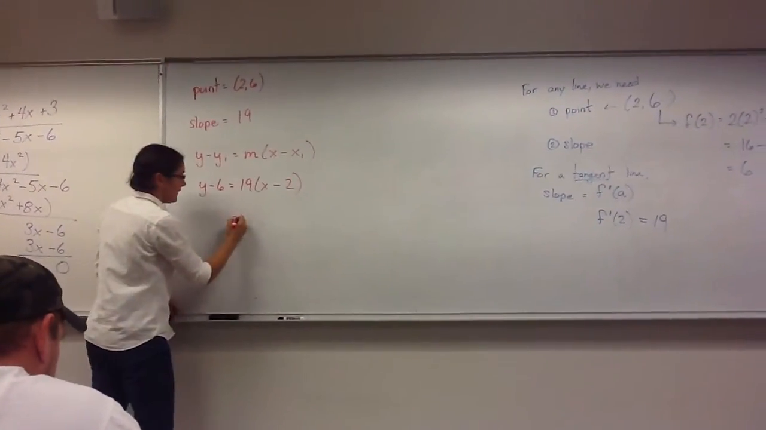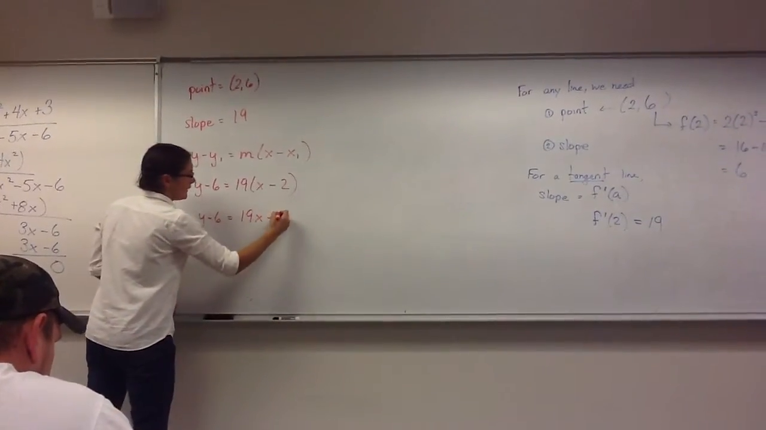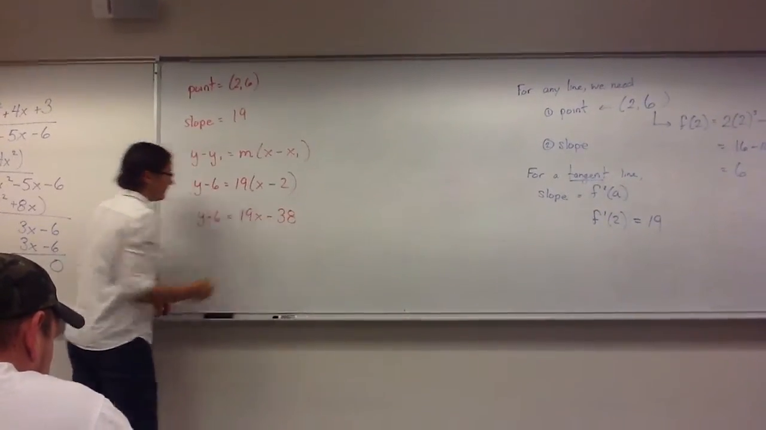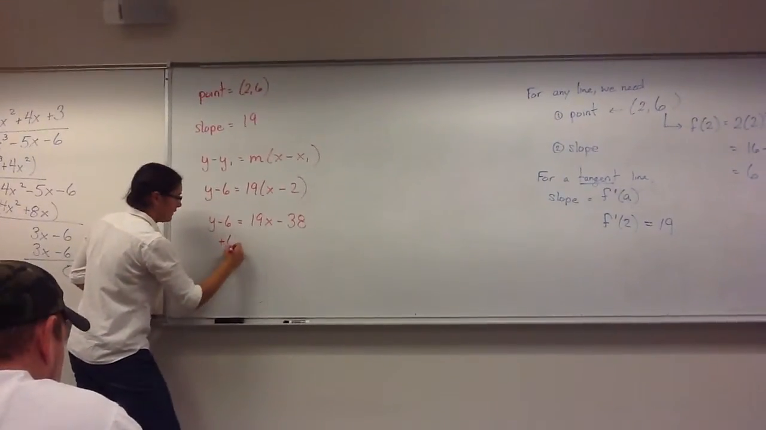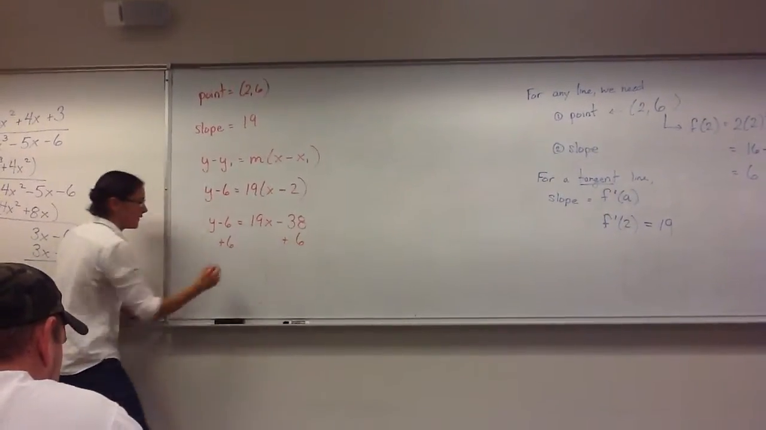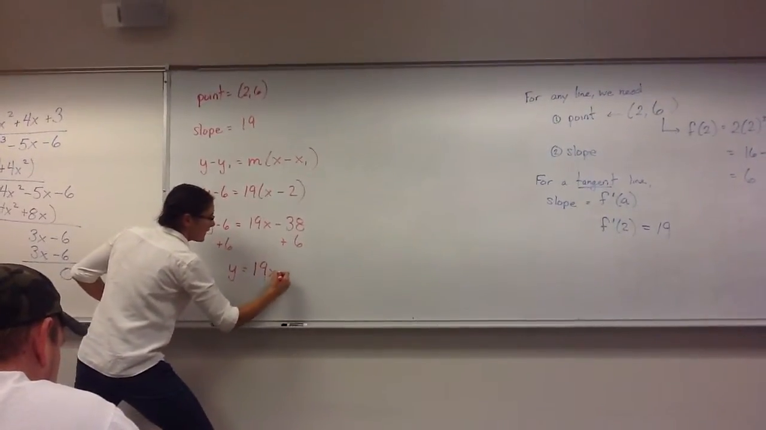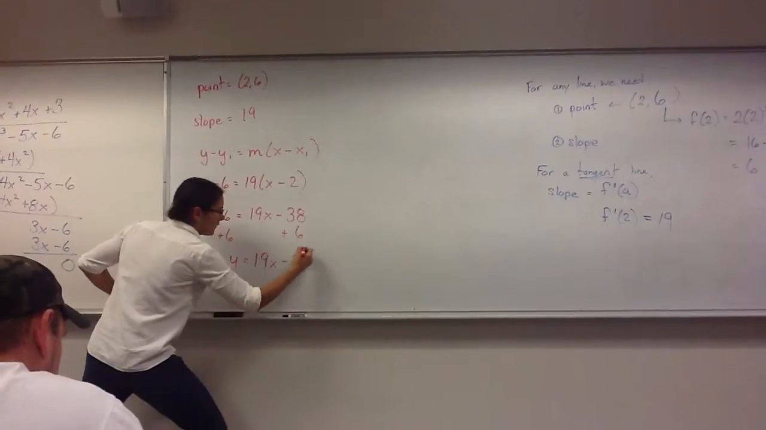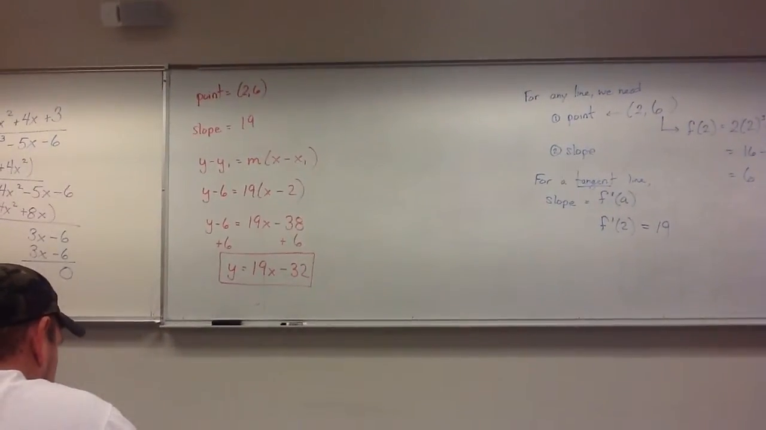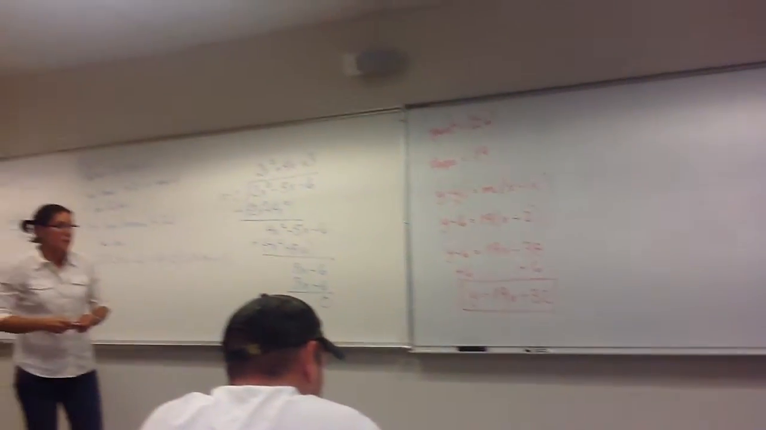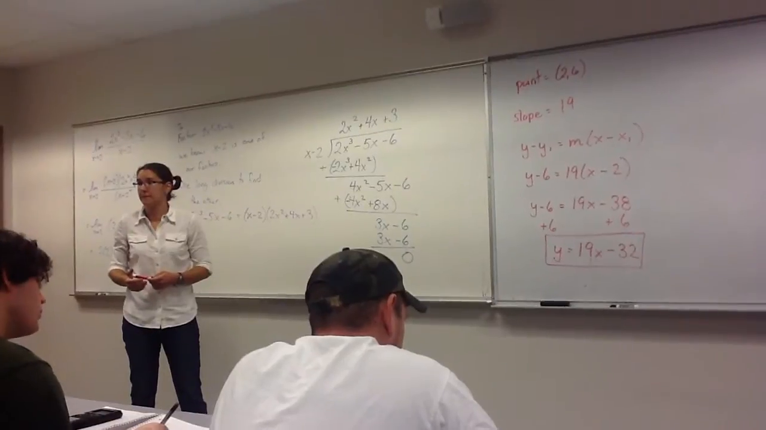And then we can simplify this. So we've got y minus 6 is equal to 19x minus 38. And add 6 to both sides. And so we've got y is equal to 19x minus 32. All right, so this is the equation of our tangent line.